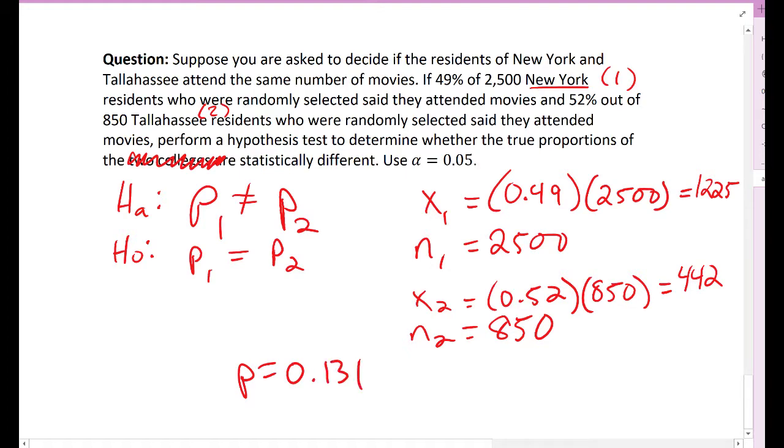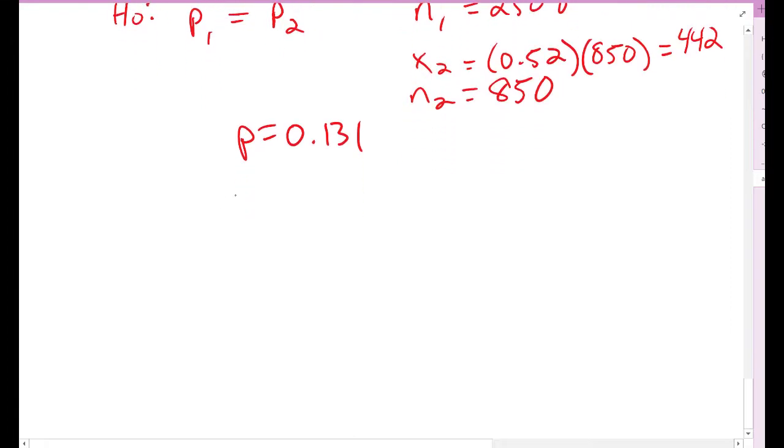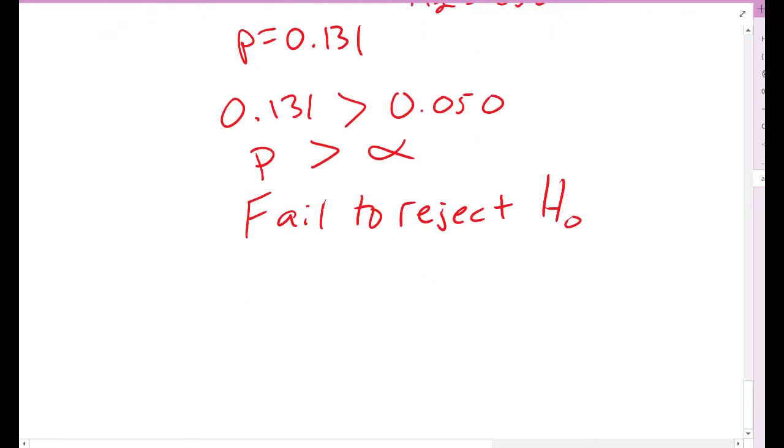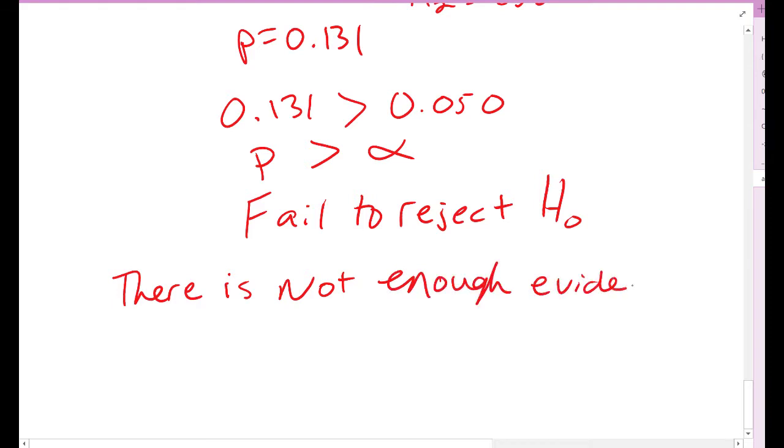Okay. Alpha's 0.05, so let's do our same song and dance. You take your p-value, compare it to the alpha. 0.131 is bigger than 0.05. That means the p-value is bigger than alpha, which means fail to reject the null hypothesis. Which means, what's the conclusion? There is not enough evidence to support the claim.